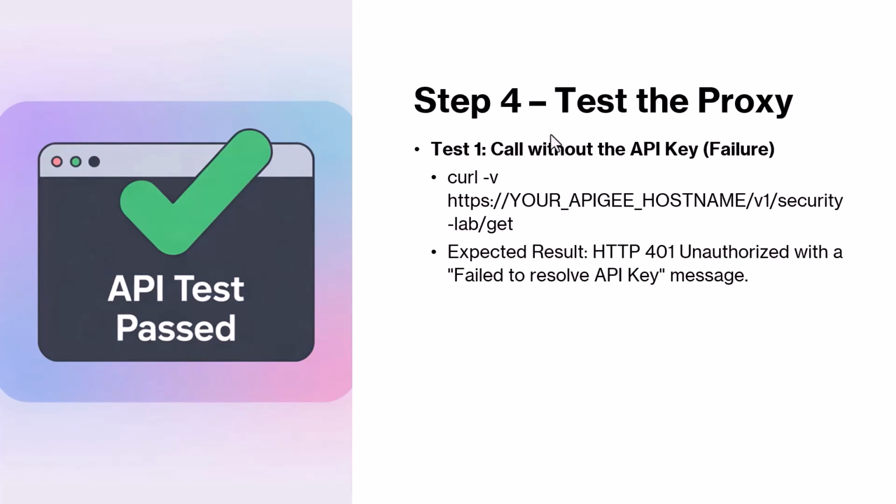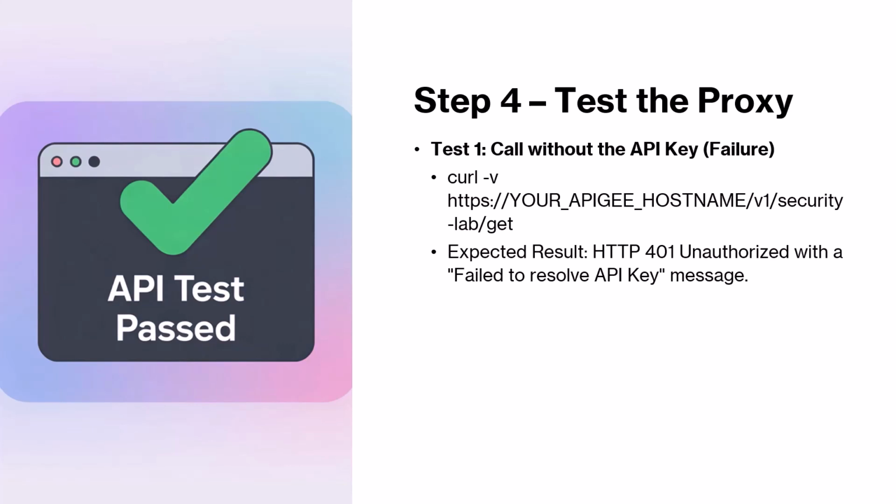Now lastly, we will test the proxy. First we'll call without the API key for the failure test. This is the curl command, and when I execute it, I expect the result to be 401 unauthorized with a failed to resolve API key message. Now this is the moment of truth. Let's confirm our security is working by making a call without the API key. Okay, so let's do it.